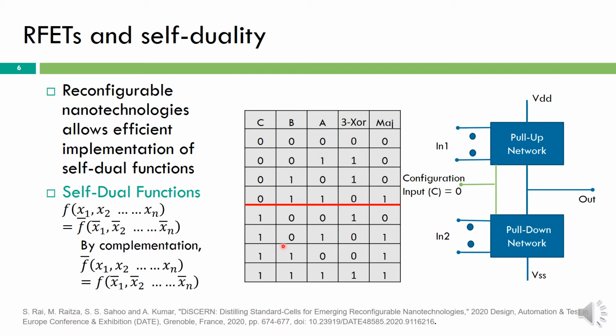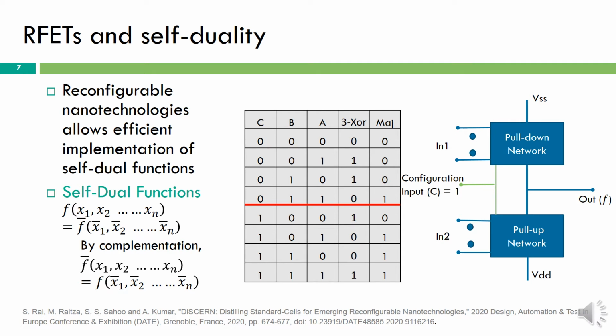Now, if we bisect this truth table into two major parts based on the value of C, but we can take any variables here, we have split the truth table in two parts. So for example, the upper part is representing a two-input XOR and the lower part is representing a two-input XNOR. Now, what happens in an RFET is that if the configuration input is connected to the program gate, there can be a simultaneous switch between the pull-up and the pull-down network for a configuration input C change.